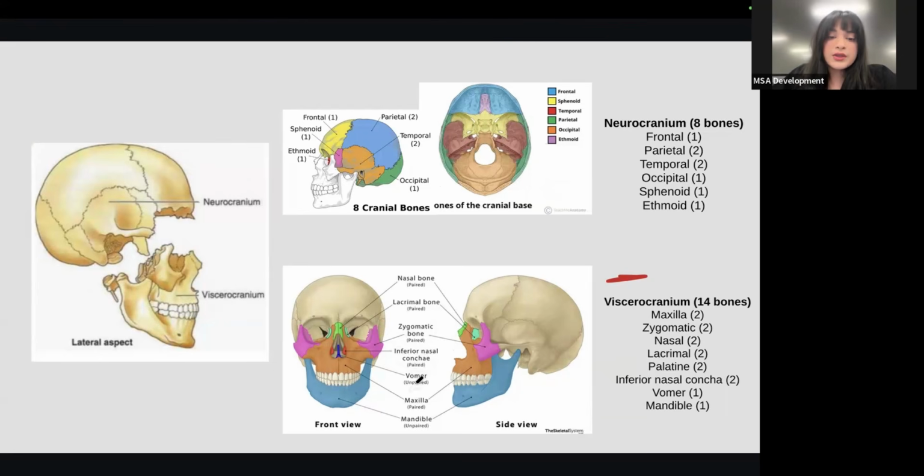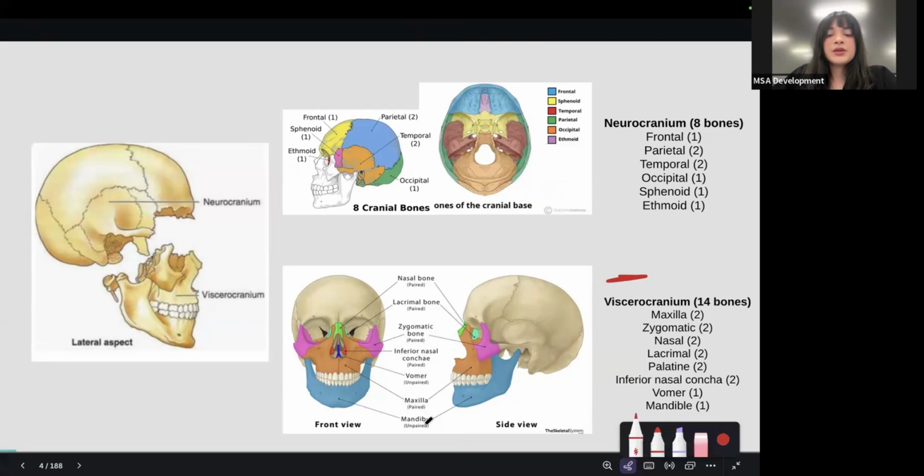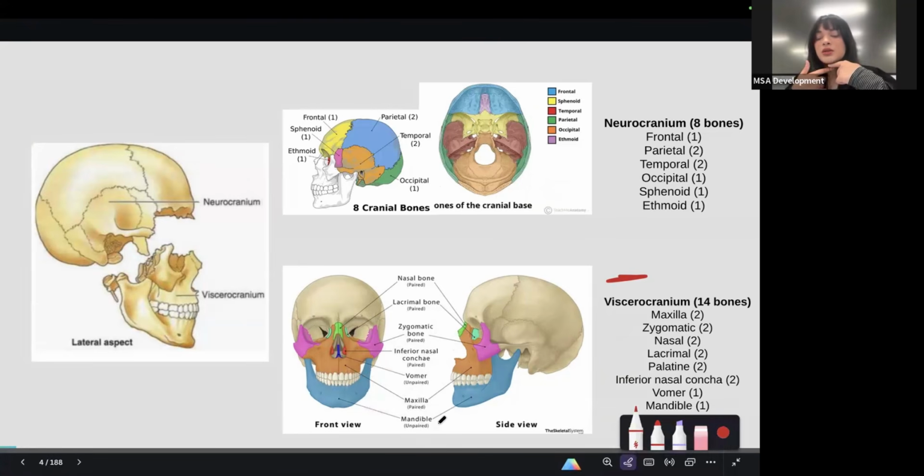The vomer is unpaired. So as you can see, this dark blue bone in the middle, this is unpaired. The maxilla is paired, this orange bone over here. This is paired. And then the mandible is unpaired. You just have like one jaw, right? So moving on.